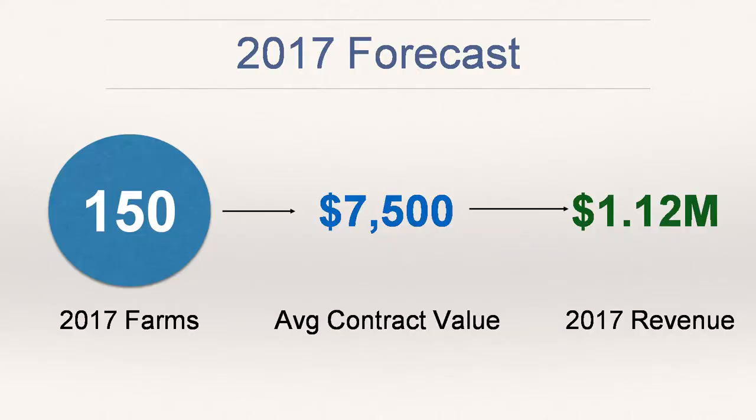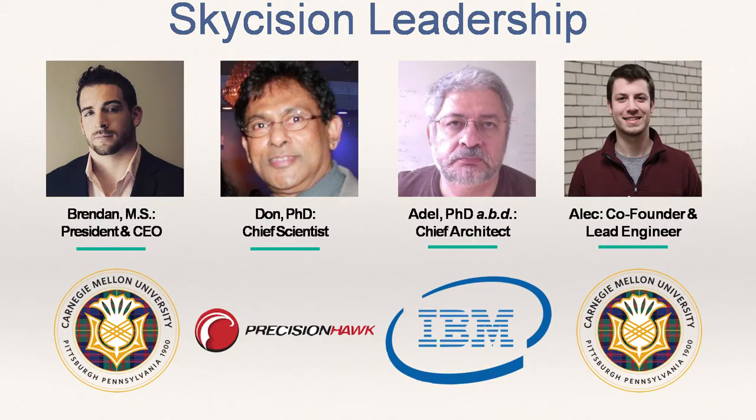We're planning on bringing on about 150 farms in 2017, yielding over $1 million in revenue, and we have a strong leadership team to do this. I have my background in data science from Carnegie Mellon. Don has 25 years of remote sensing experience, a PhD in the field. Adel, 25 years of software development expertise, and Alec was a top mechanical engineer at Carnegie Mellon.